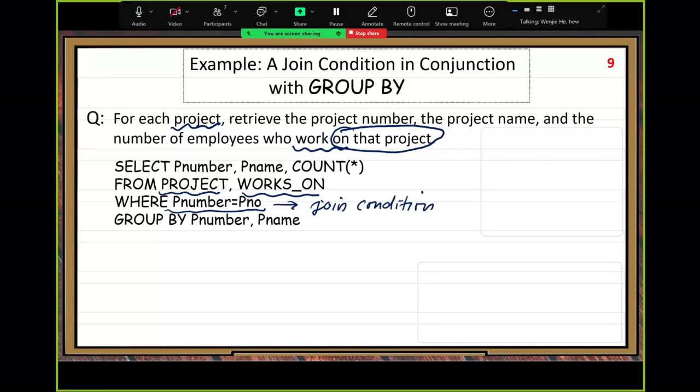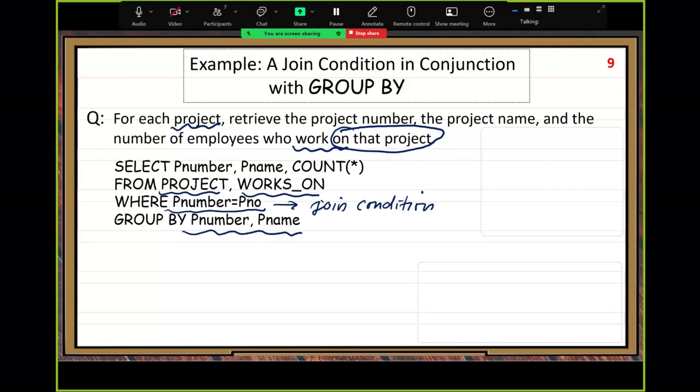After the join condition, then you define a group. But here, the way we define groups, yeah, so this way. Here we use two attributes: P number, project number, comma, P name, project name, to define a group. So that means we use these two values to define a group.